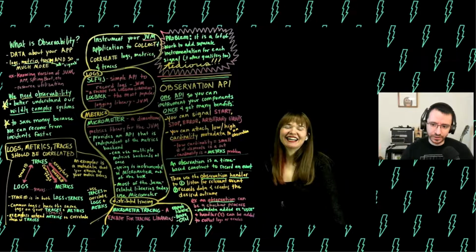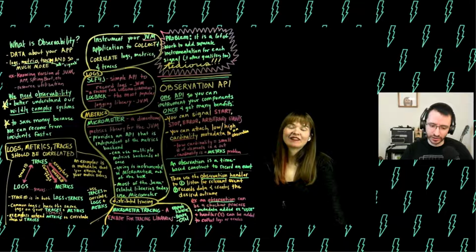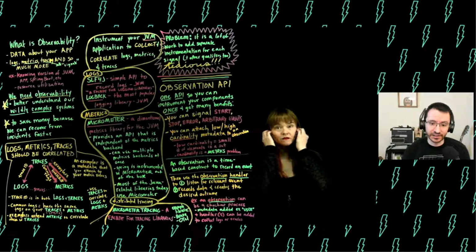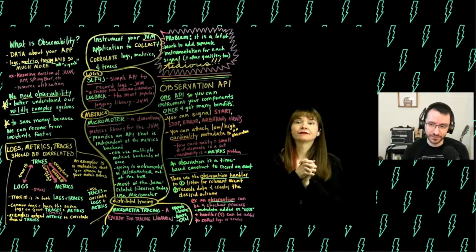So the original thought of this API wasn't just logging, metrics and distributed tracing. We were ready to try to record anything that the user wants and basically create any output that the user wants.